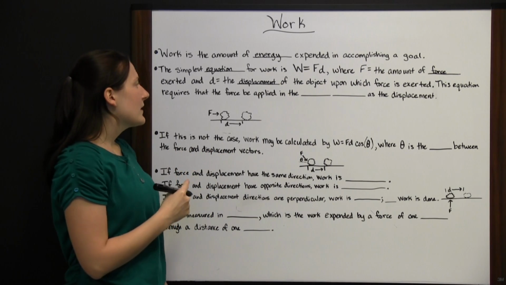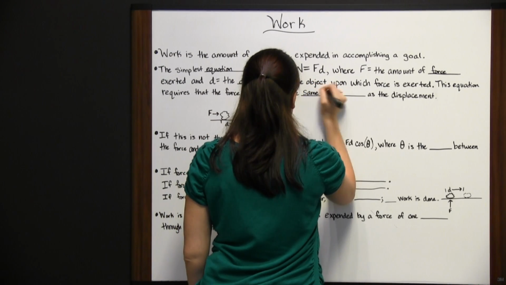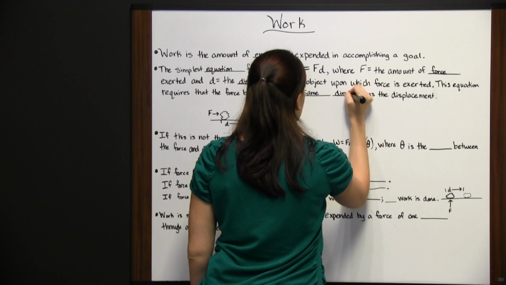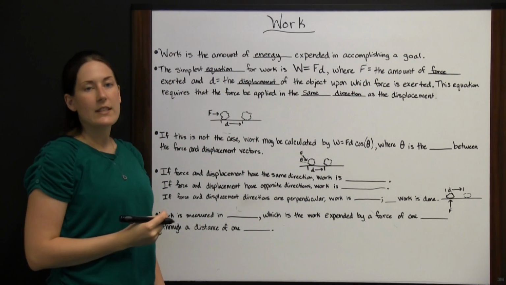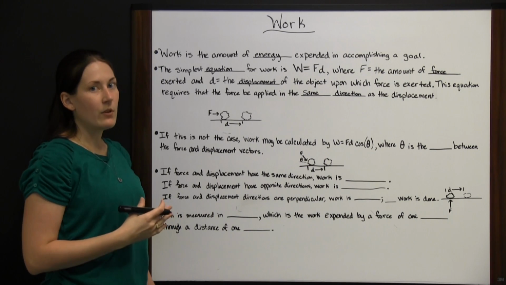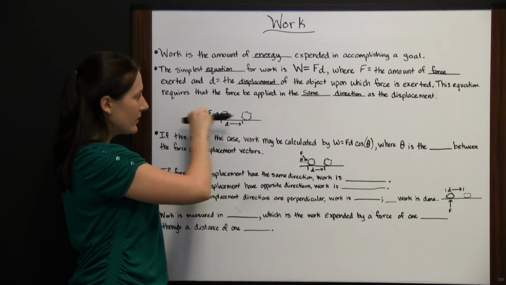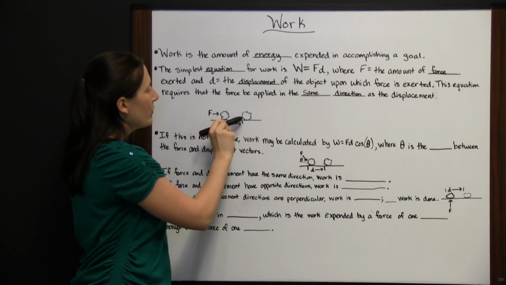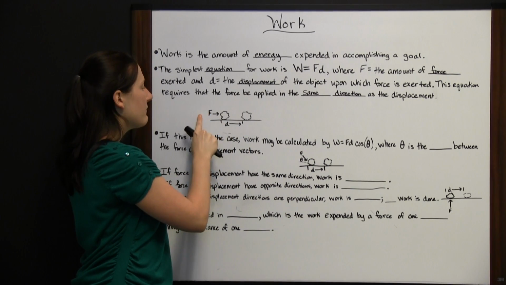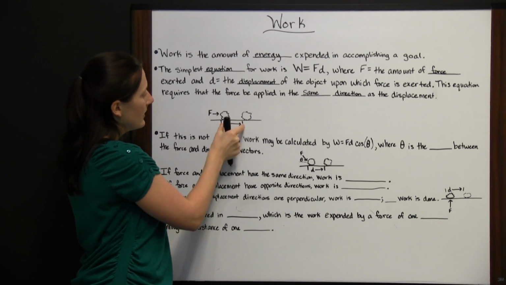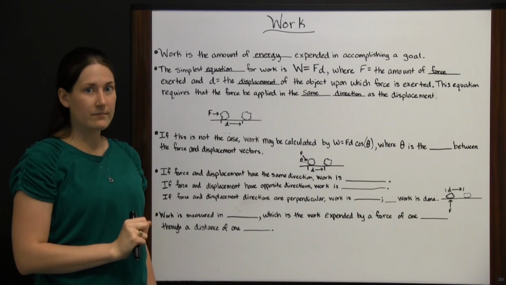This equation requires that the force be applied in the same direction as the displacement. If force is exerted in the same direction, then this formula will work. If force is applied in a different direction, you might have to alter your formula. So, if we had this boulder and force was exerted forward and the boulder moved forward and was displaced this distance, we could say work equals the force used to push the boulder times its displacement, because force and displacement went in the same direction.